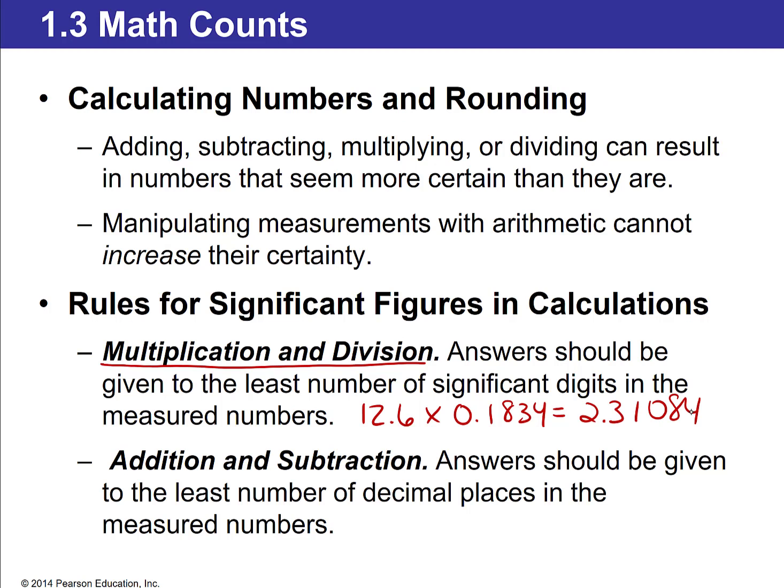No. Sometimes it'll come out and be like 1, 2, 1, 2, 1, 2 repeating, and you're like, oh, there's a lot of digits here. How do I know which ones to use? The rule is you round to the least number of significant figures in any part of the problem. So 12.6 has how many? There are 3 significant figures in 12.6. 0.1834 has 4 significant figures. So if one has 3 and one has 4, I'm going to have to round to what?